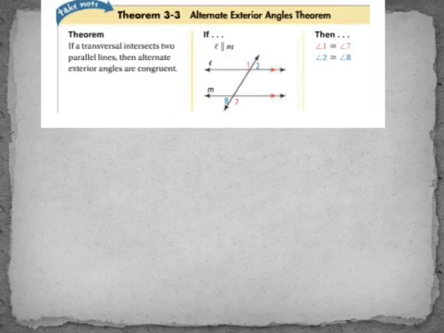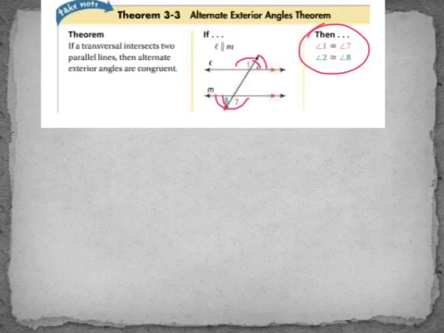Here we have the exterior angles theorem. If a transversal intersects two parallel lines, then alternate exterior angles are congruent. So angle 1 and angle 7 are congruent, and angle 2 and angle 8 are congruent. So copy the theorem, the diagram, and then the examples.